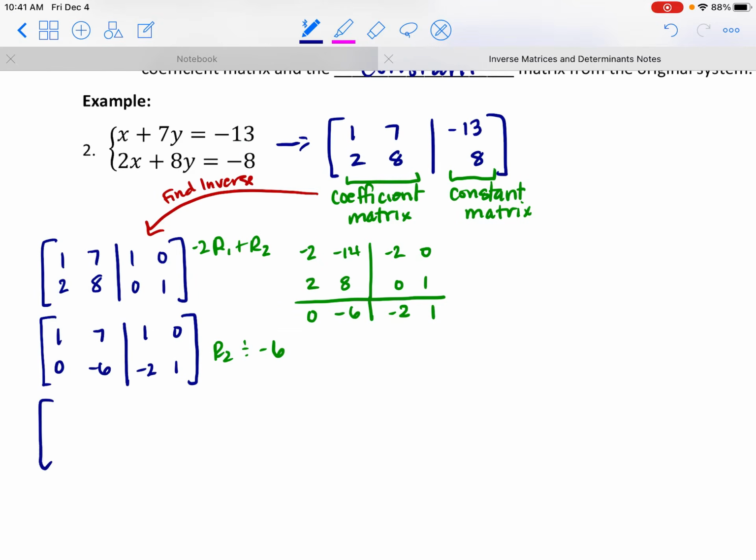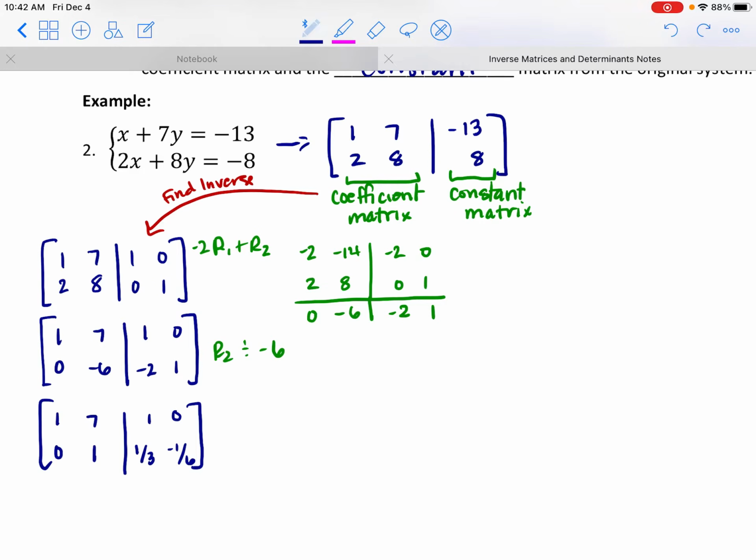So again, I did not change row 1. It was still 1, 7, 1, and 0. The goal was to manipulate row 2 by dividing by negative 6. So 0 divided by negative 6 is still 0. Negative 6 divided by negative 6 was the 1 that I needed there. Negative 2 divided by negative 6 is going to be positive 2 over 6, which is a third. So 1/3 there. And then 1 divided by negative 6 is going to be negative 1 over 6.